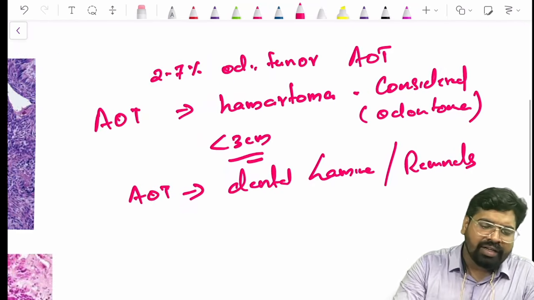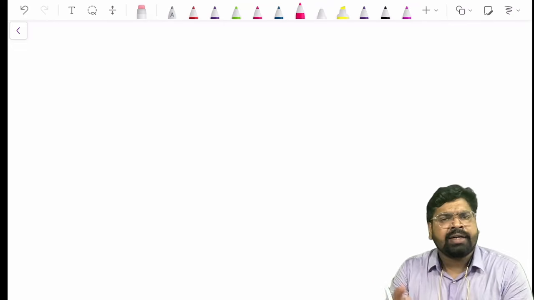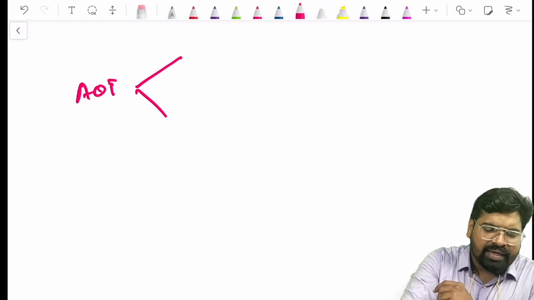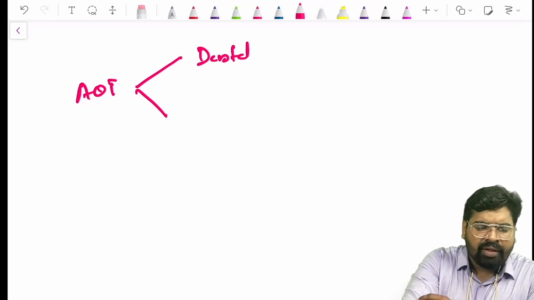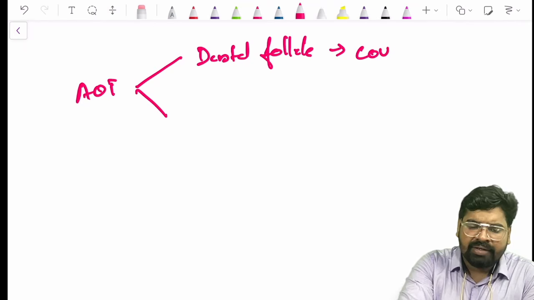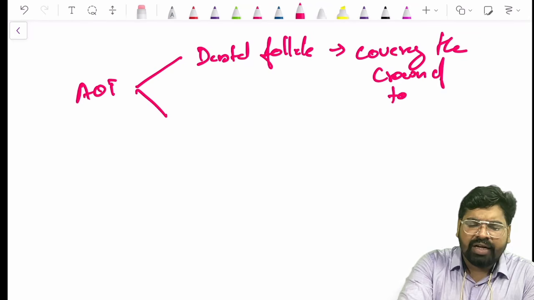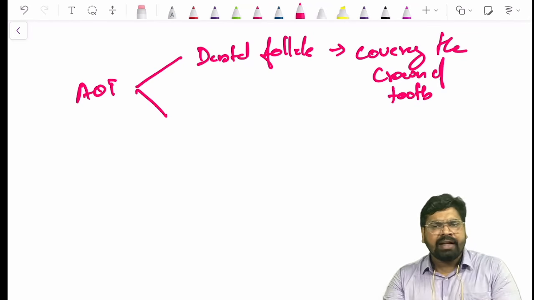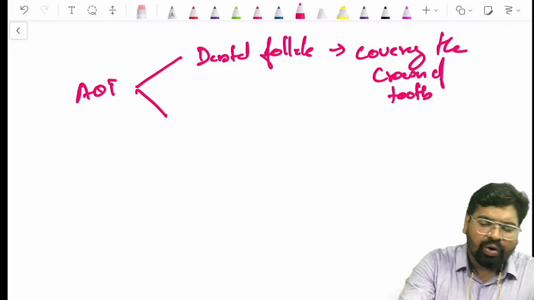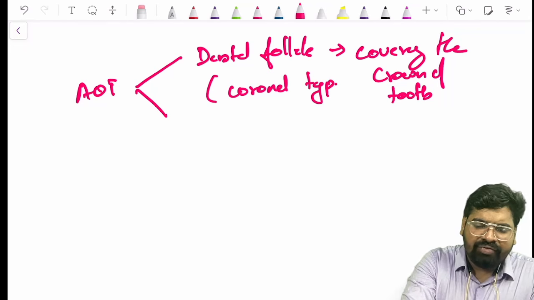So AOT is a hamartoma, and AOT and odontoma are considered hamartomas. That is about their features. AOT can also arise from a dental follicle, which covers the crown of the tooth. Along with the crown of the tooth, it can arise in the dental follicle, so it is called the coronal type, or follicular type.